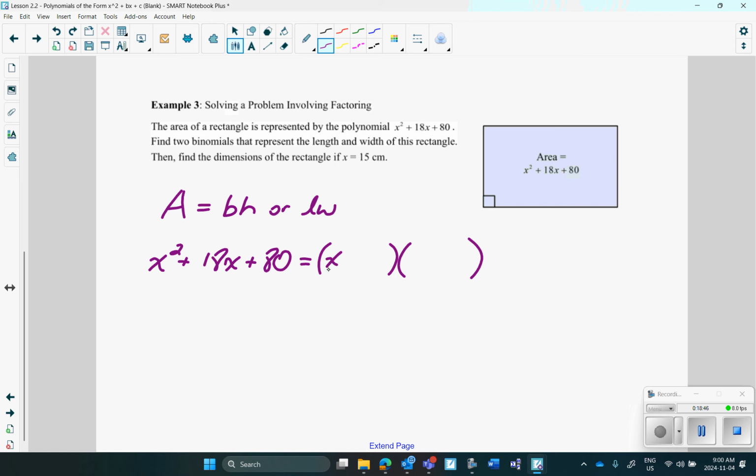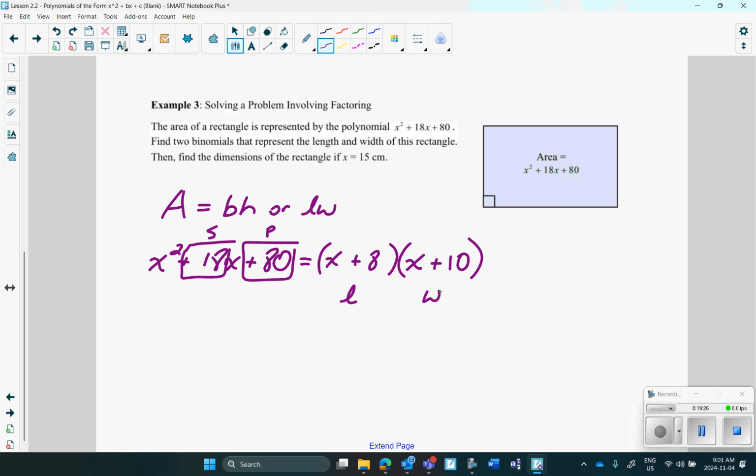x and x. I'm looking for two numbers that have a sum of positive 18 and a product of 80. So I'm thinking of pairs that get me 8 and 10. So that means that I could call this the length and this the width. I could have done it the other way. x plus 10 is the length and x plus 8 is the width. But that's the same rectangle. It's just turned on its side.